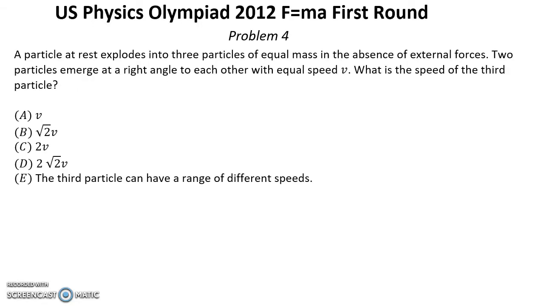US Physics Olympiad, year 2012, F equal MA, first round. Problem 4. The particle at rest explodes into 3 particles of equal mass in the absence of external forces. 2 particles emerge at a right angle to each other with an equal speed v. What is the speed of the third particle?